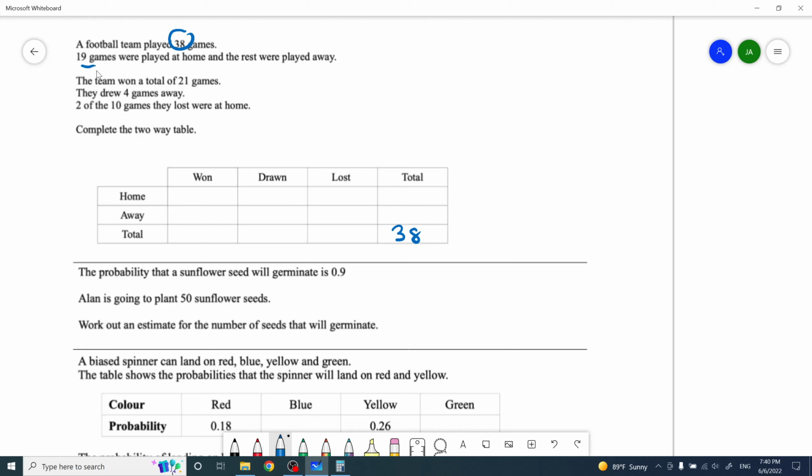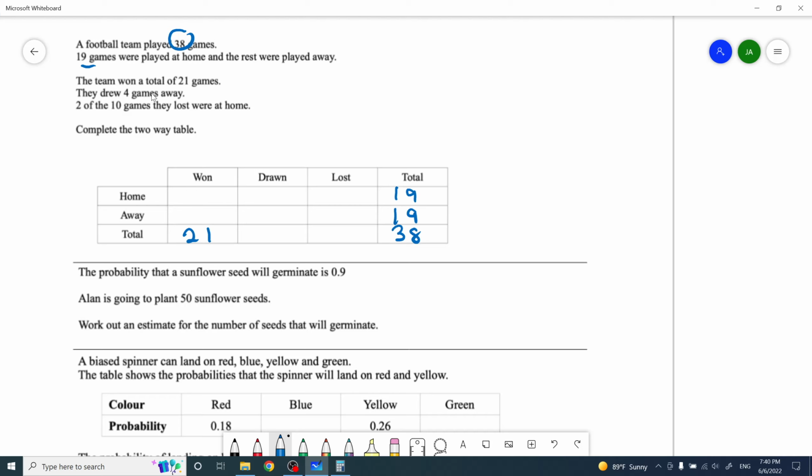So we have 19 games were played at home, and the rest were played away. So home games, there were 19 of them, and the rest of them were played away. So 19 plus what equals 38? Well, that's also going to be 19. So let's see. The team won a total of 21 games. So we go over to the total column, and they give us literally the words there, 21.